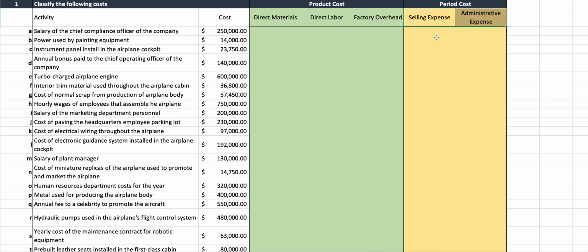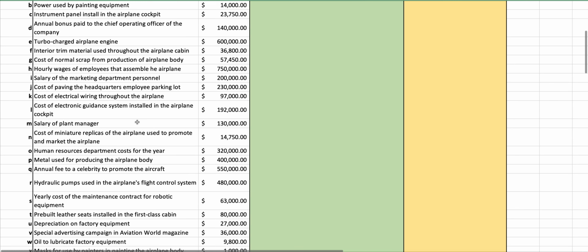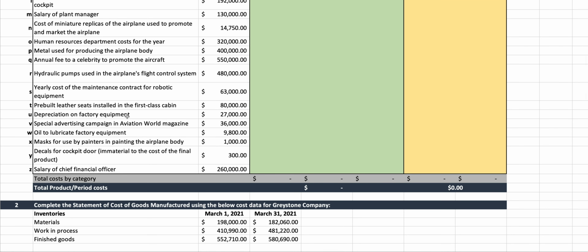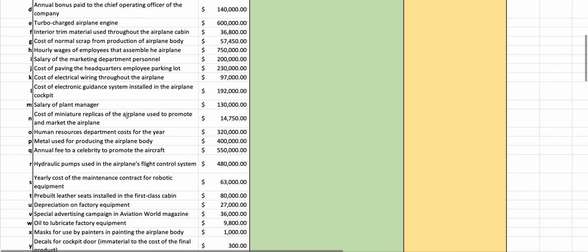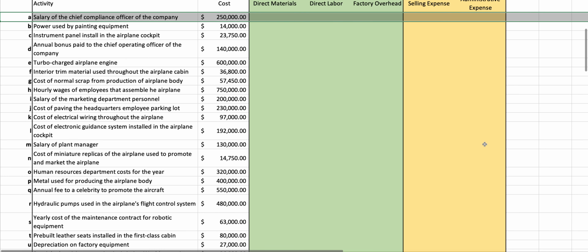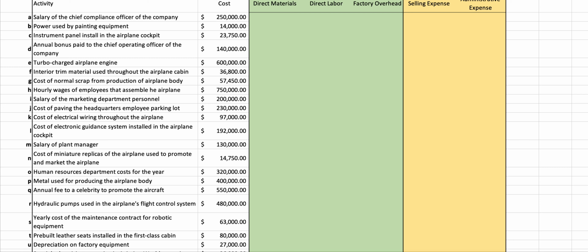Okay. So now that we know how this is set up, let's go ahead through some of these activities. And we do have quite a bit. It goes from A to Z, so that's quite a bit to cover. We're just going to do a sampling and get a good feel for how to classify costs. Let's go ahead and start up at the top.